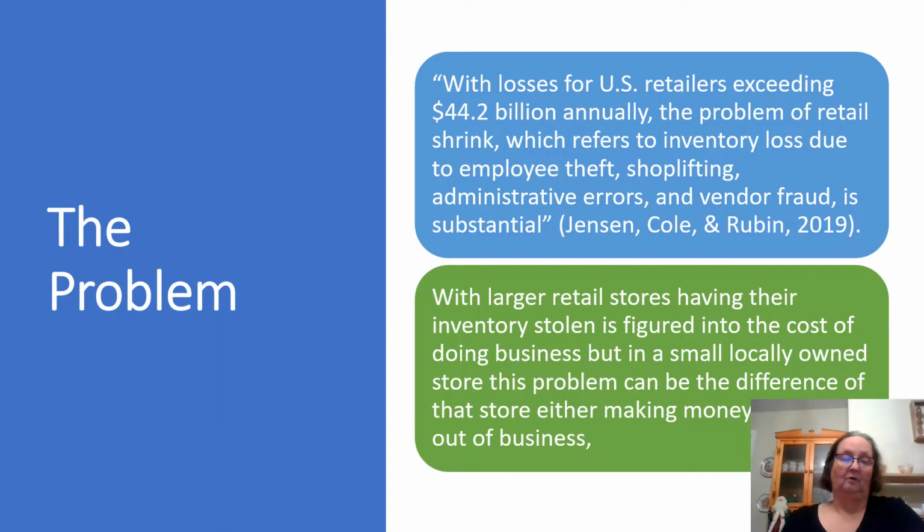The problem: with losses for U.S. retailers exceeding $44.2 billion annually, the problem of retail shrink, which refers to inventory loss due to employee theft, shoplifting, administrative errors, and vendor fraud, is substantial. With large retail stores, however, having this inventory stolen is figured into the cost of doing business. But in a small, locally owned store, this problem can be the difference in that store either making money or going out of business.